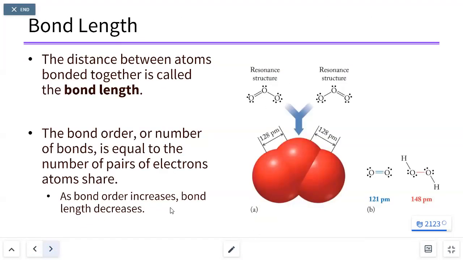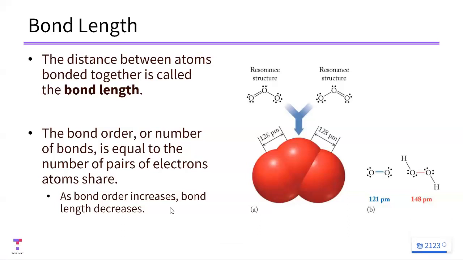Not only are they equivalent to each other in energy, as I was just talking about, there is a difference in length between single bonds and double bonds and triple bonds. As we get more bonds in between, we see that our bond length is going to get shorter and shorter still.